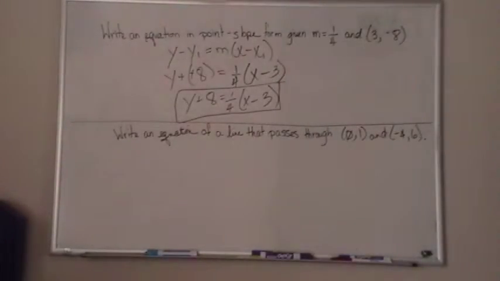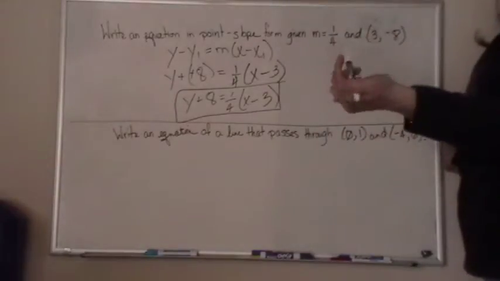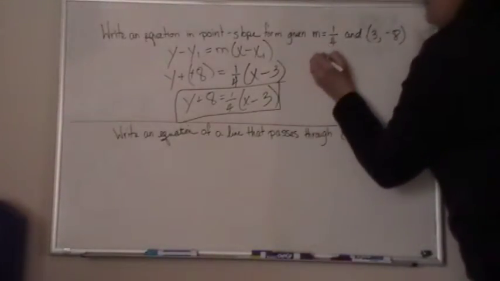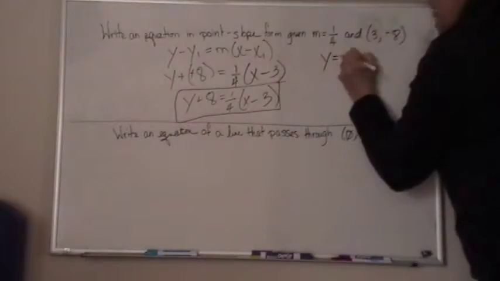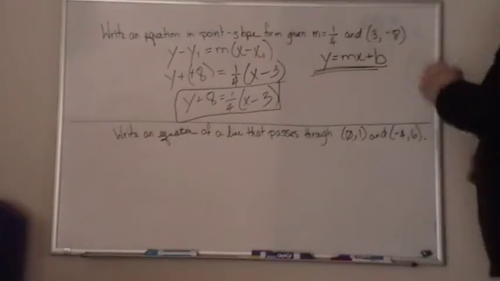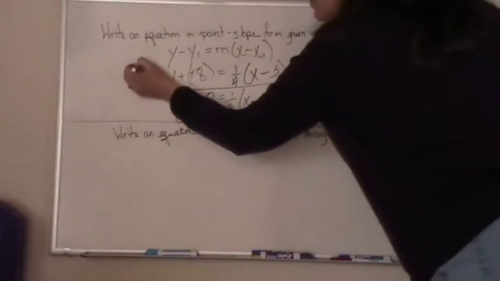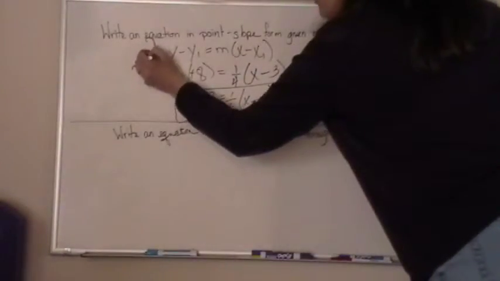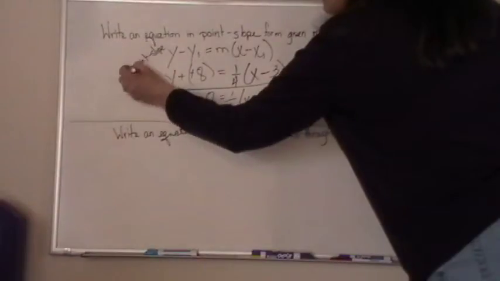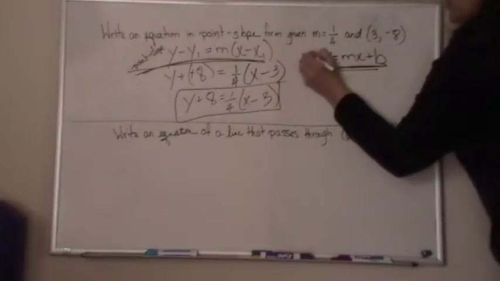Now, if I were asked to put this in slope-intercept form, I would have had to do this part first and then go to slope-intercept form. Slope-intercept form happens to be y equals mx plus b. And in another problem in a minute, we'll go from point slope form to slope-intercept form. Actually, in the next problem. But anyway, this is point slope. You'll want to know that. Point slope form right here. And this is what we call slope-intercept.